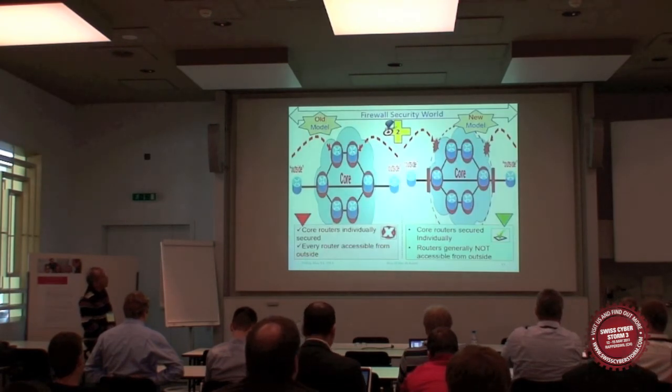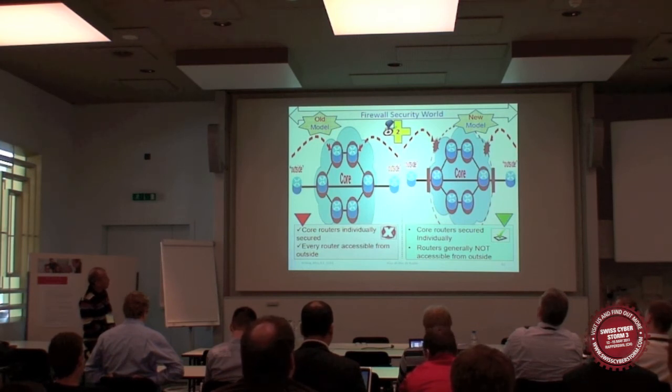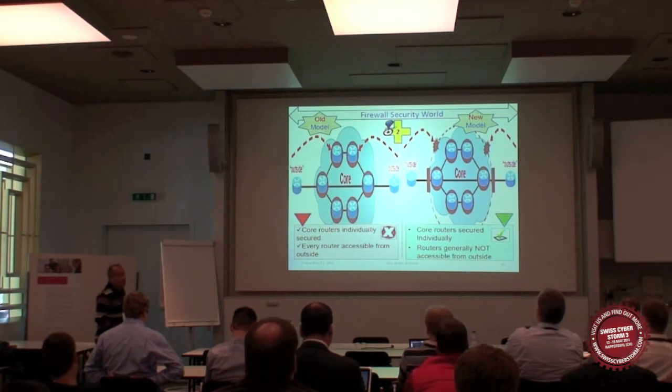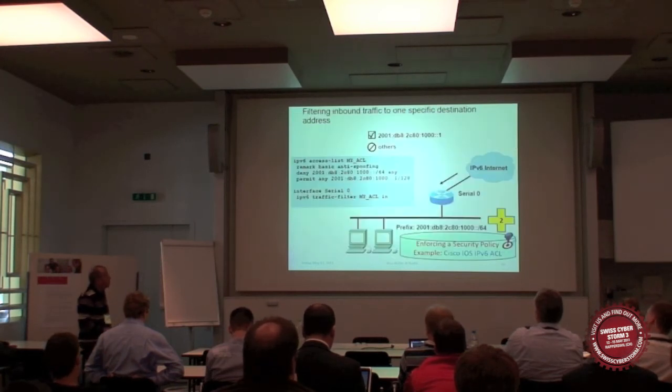The IPv6 security world: the old model, which is almost always used in the V4 world, is that the core routers are individually secured, every router is secured, and every router is accessible from the outside. This is wrong. This should be changed to the new world, where the perimeter and core routers are secured individually, and the router is generally not accessible from the outside. This is the major difference between the old world and the new world.